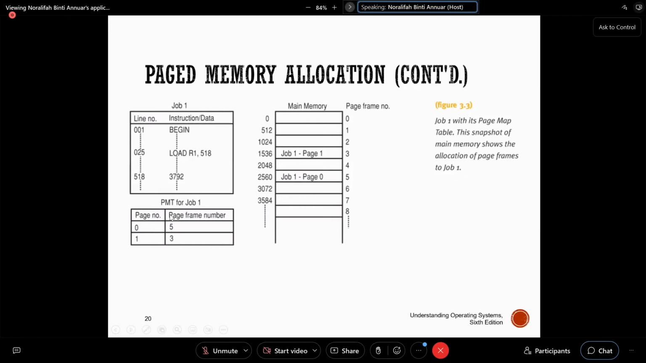Benda ni. Ni PMT dia page 0. Okay, page 0. PMT dia page frame number adalah 5. Page 0, frame number 5. So dalam PMT page map table, this is the information content inside this table. Okay, for page 0, dia duduk dekat frame number 5. Page number 1, dia duduk dekat frame number 3. Frame number, you nampak frame dia maksudnya main memory. Okay, for the main memory.